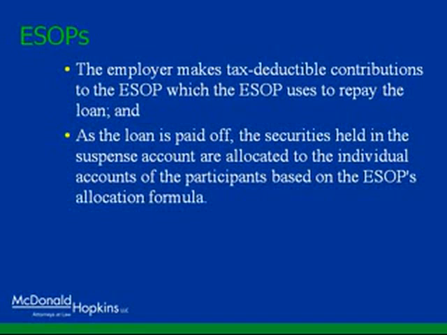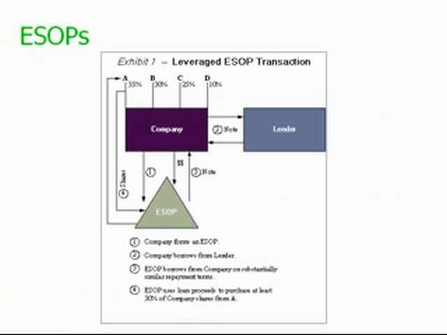As payments are being made on that loan, securities that are held in that suspense account are basically allocated to the individual accounts of the participants based on an ESOP allocation formula. Typically, a common formula is compensation. One's compensation over total eligible compensation, and that ratio or that fraction is used to determine what shares are released in a given year based on the principal payments that are made on that loan.